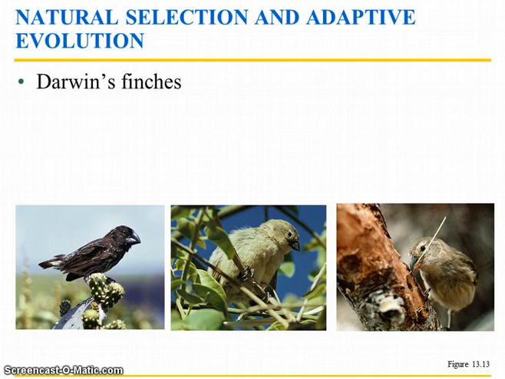Now we're going to talk about adaptive evolution and natural selection, how we select for these different traits. Darwin looked at finches on the Galapagos and their beak shape.